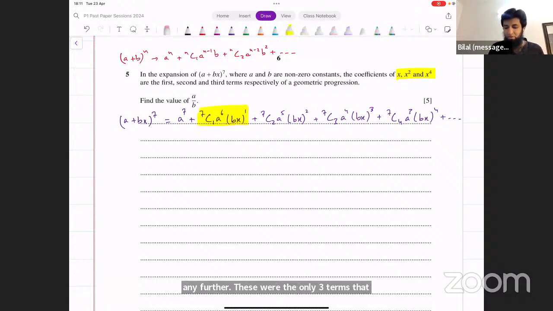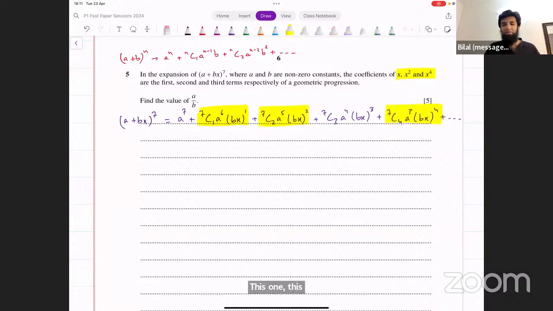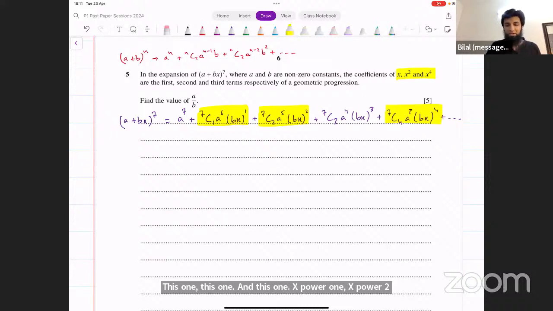This one, and this one. X power 1, x power 2, and x power 4. Let's simplify each of these terms and see what we get from them. 7 into a raised to the power 6 into bx. That gives us 7a raised to the power 6 times b times x.